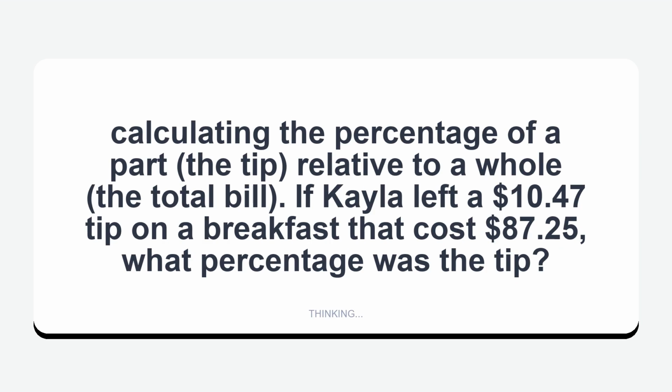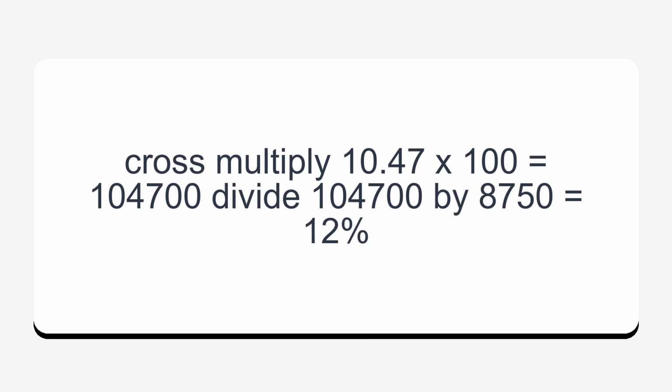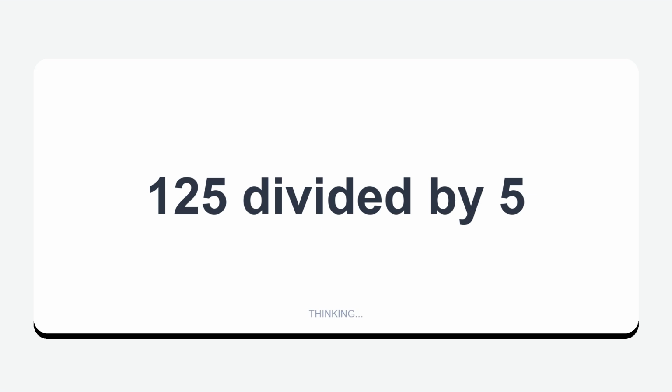Calculating the percentage of a part, the tip, relative to a whole, the total bill. If Kayla left a $10.47 tip on a breakfast that cost $87.25, what percentage was the tip? Cross multiply: 10.47 times 100 equals 1,047. Divide 1,047 by 87.25 equals 12%. 125 divided by 5.